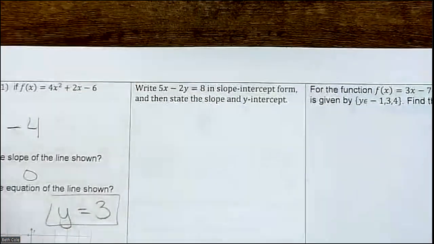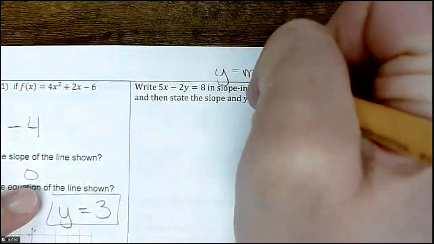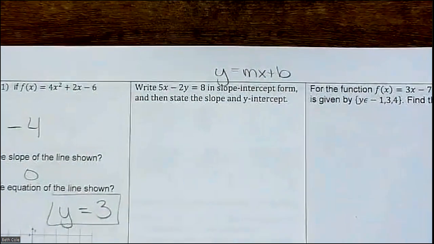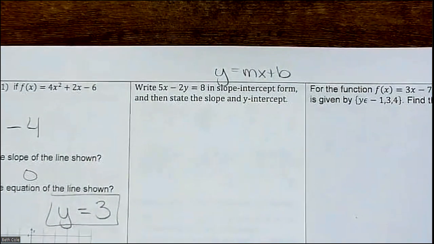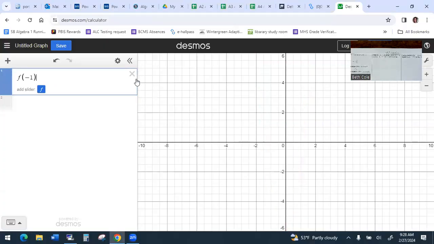All right, write this in slope intercept form. That's your y equals mx plus b, and then state the slope and the y-intercept. Here's how I expect you to do this on your test. We're going to go over to our calculator. I'm going to clear out all this stuff. We're going to type that in. What is it? 5x minus 2y equals 8.